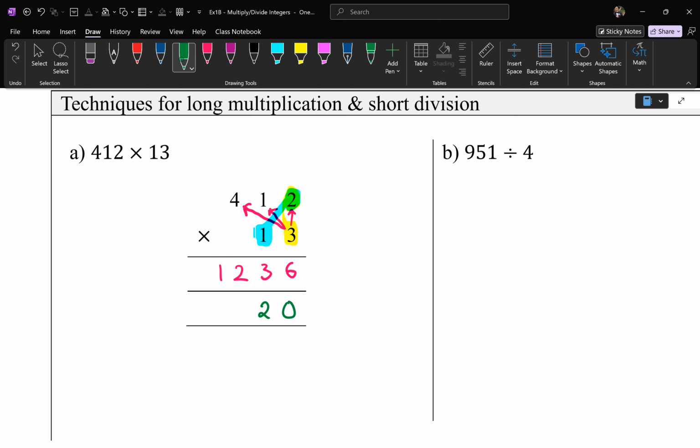Next one. 1 times 1. What's 1 times 1? 1, very good. So we put it in the next column. That's like saying 10 times 10. That's why it's in the hundreds. And then lastly, 10 times the 400, or 1 times the 4, is 4. Now we can add them all together. Units, 6 plus 0 is 6. 3 plus 2 is 5. 2 plus 1, 3. And the last one, 5.